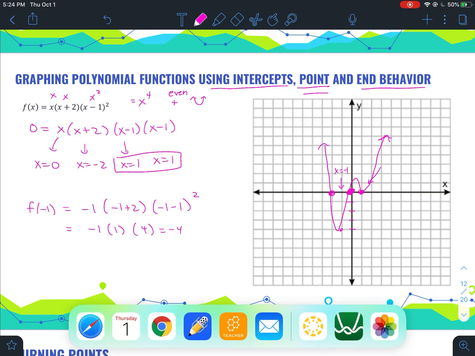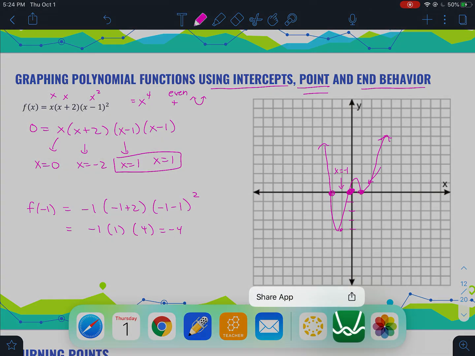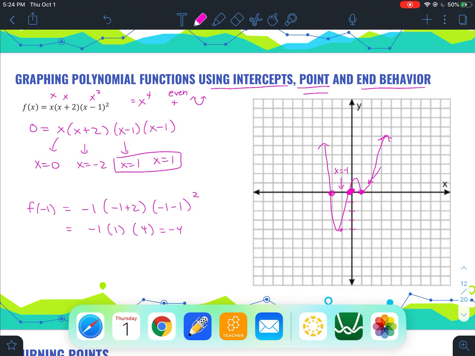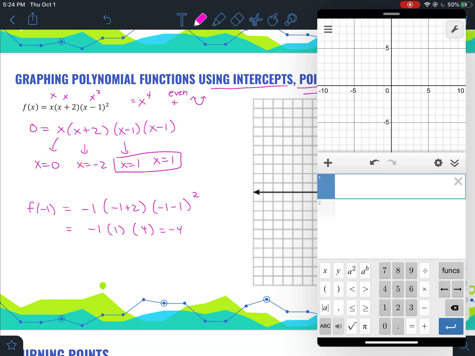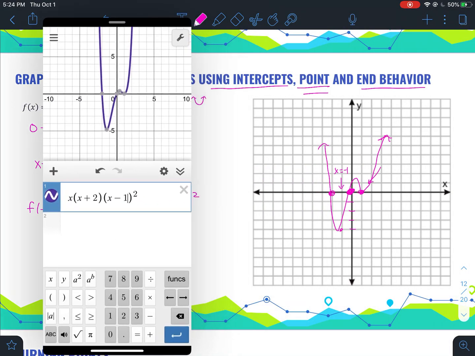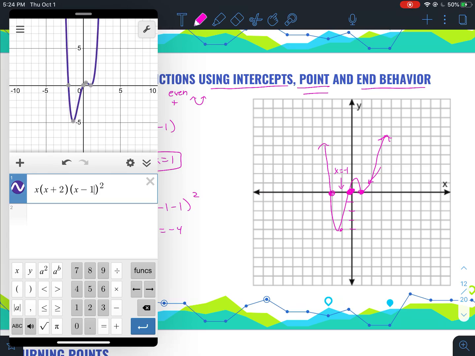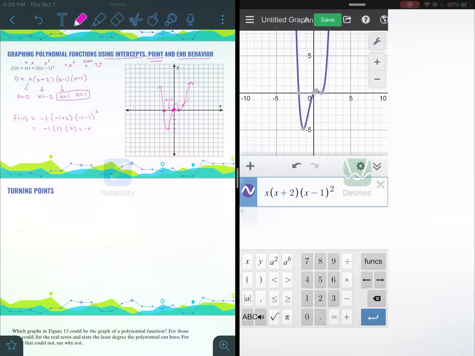So let's see how close we are. We also could have found a point at 1/2. X equals 1/2 would have been a good one to do. So let's see how close we were this time. So x times x plus 2 times x minus 1 squared. We were pretty close. It's not a terrible looking graph. All right.